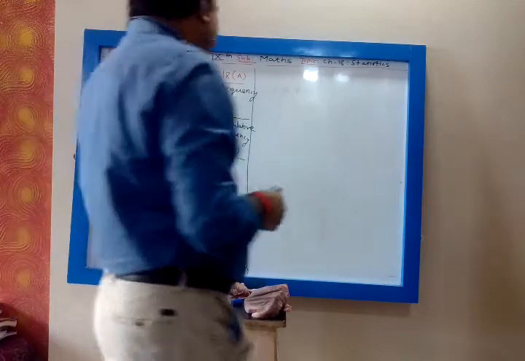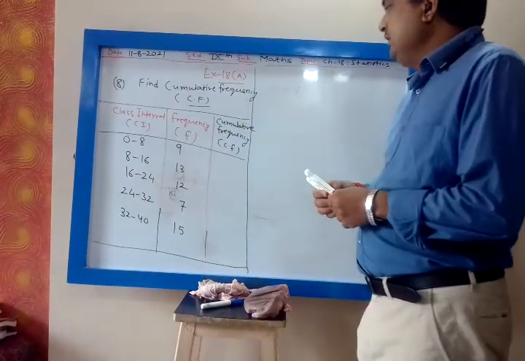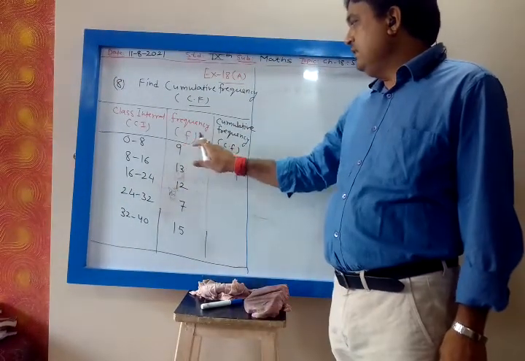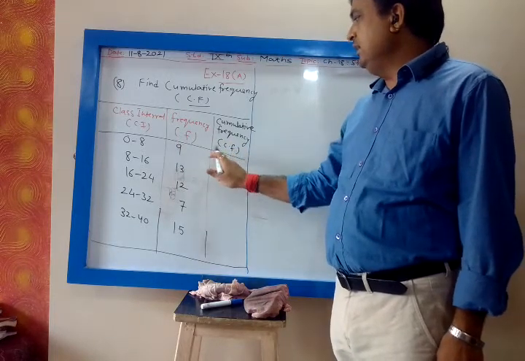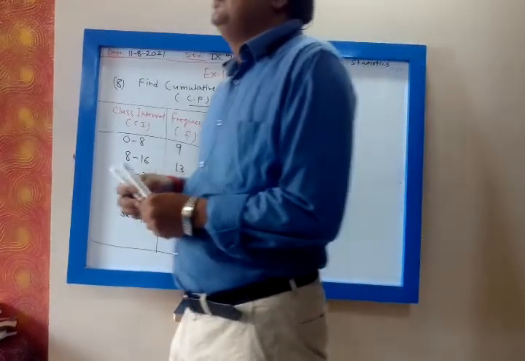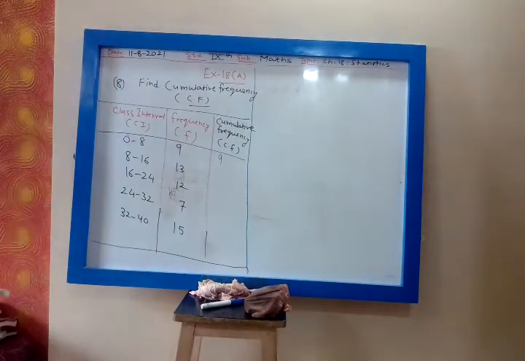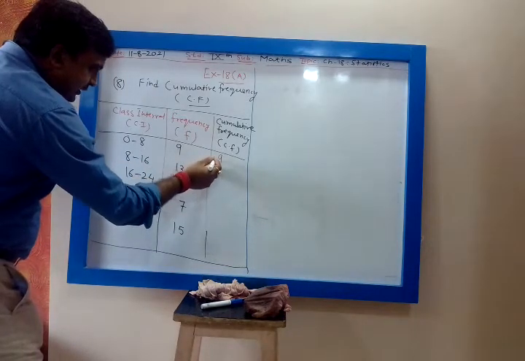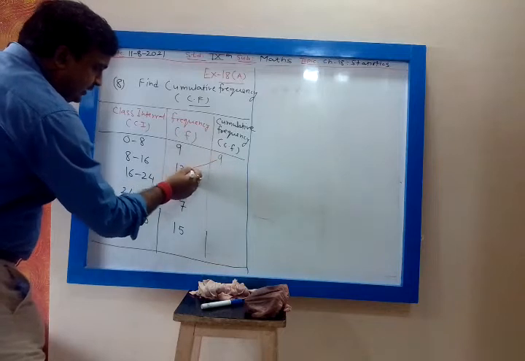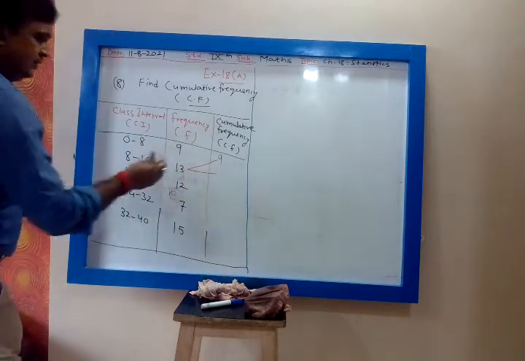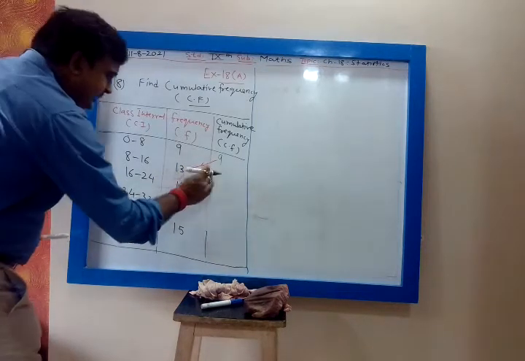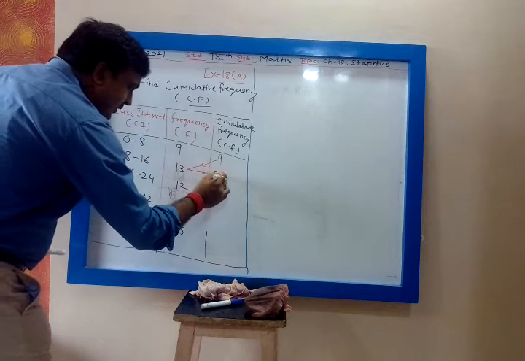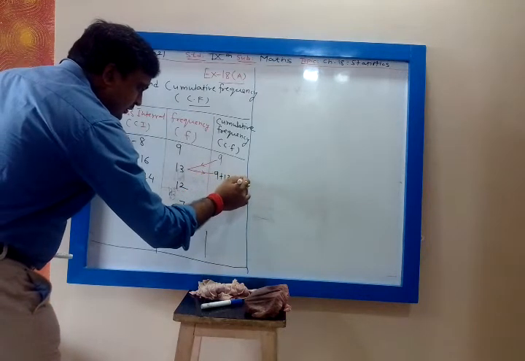Now how do we find cumulative frequency? The first frequency and cumulative frequency remain the same. Now to find the next CF, see here, add 9 to 13 and write this. 9 plus 13 is 22.